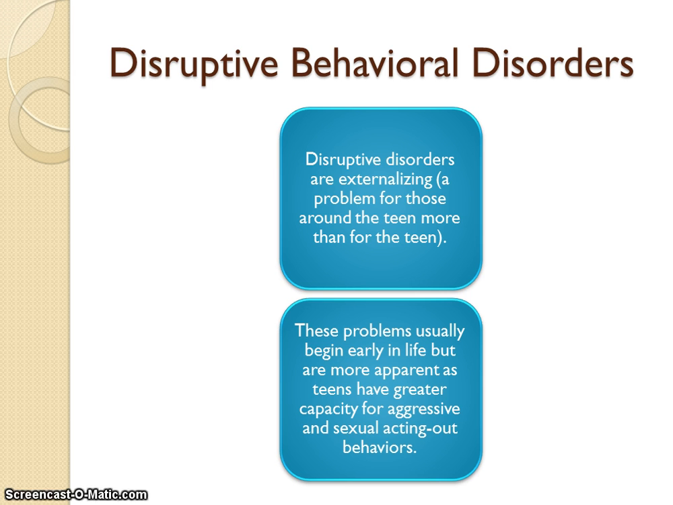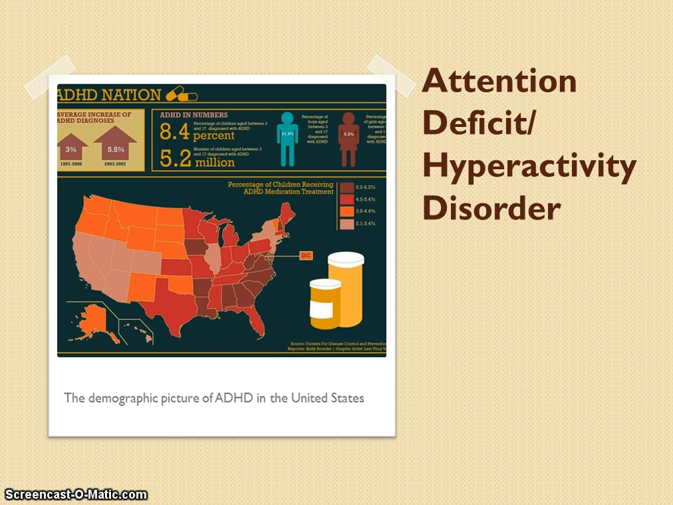When we think about working with teens, we probably think about the trouble that they must have gotten into that brought them to see us. This attitude is indicative of the notion of disruptive behavior disorders. Usually, these are disorders that present challenges for those around the teen. They're likely to begin earlier than adolescence, but they are more apparent now as the teen has increased capacity for aggressive and sexualized behavior. Here I've included a graphic that gives us a snapshot of the prevalence of ADHD in the United States.